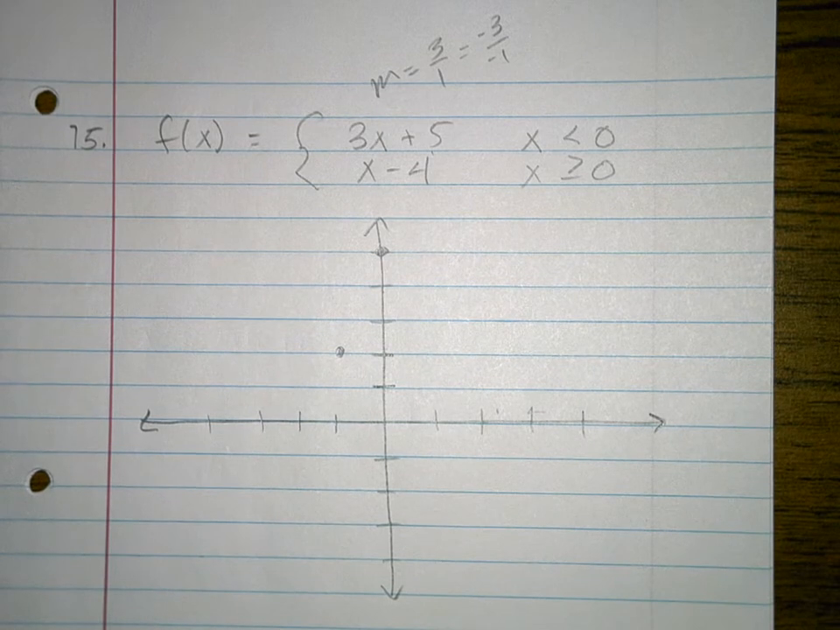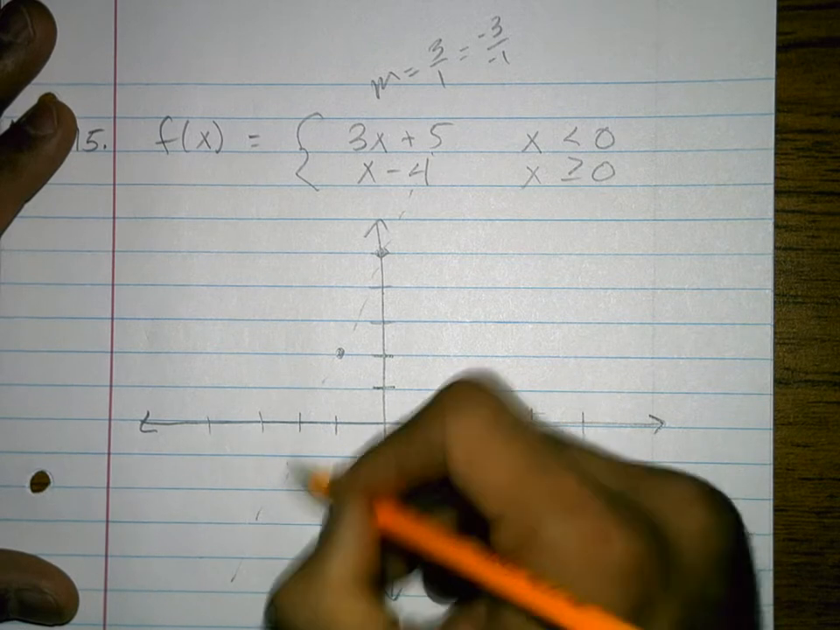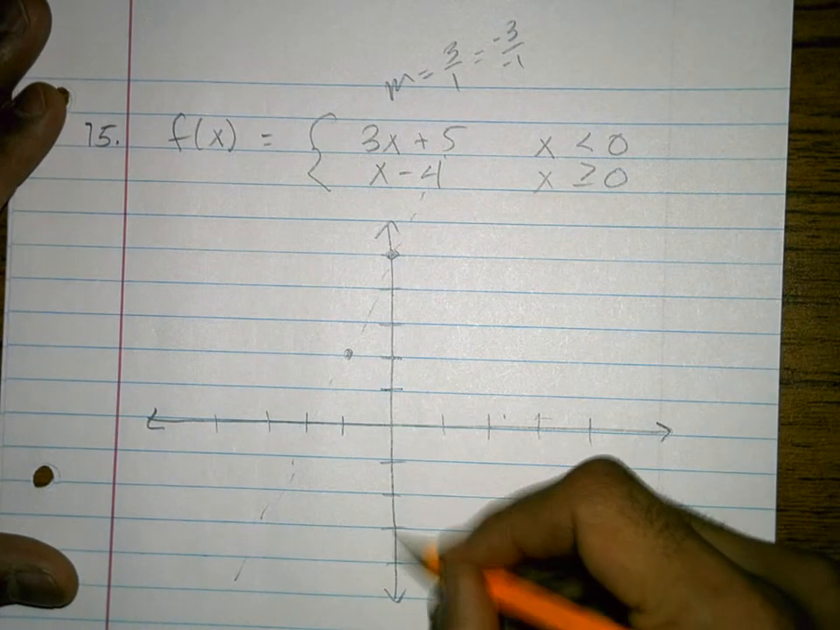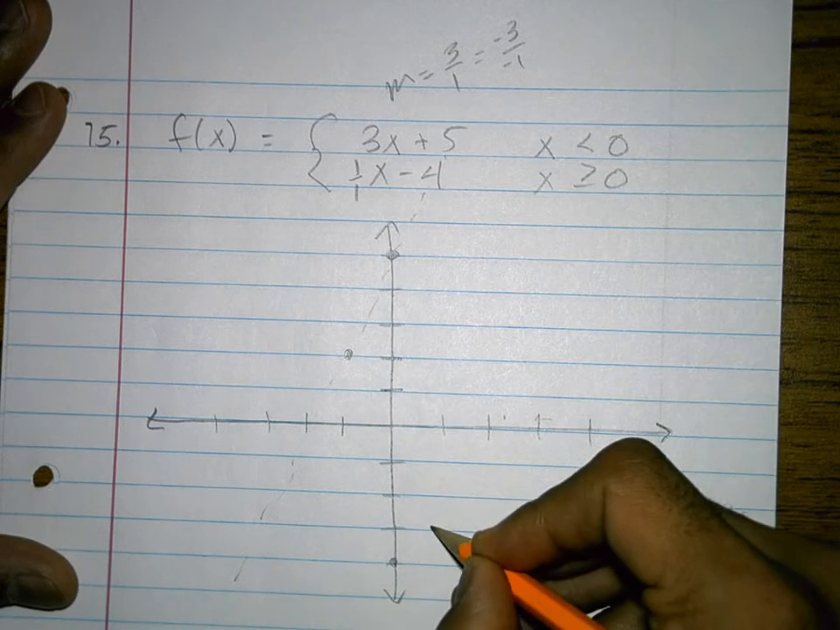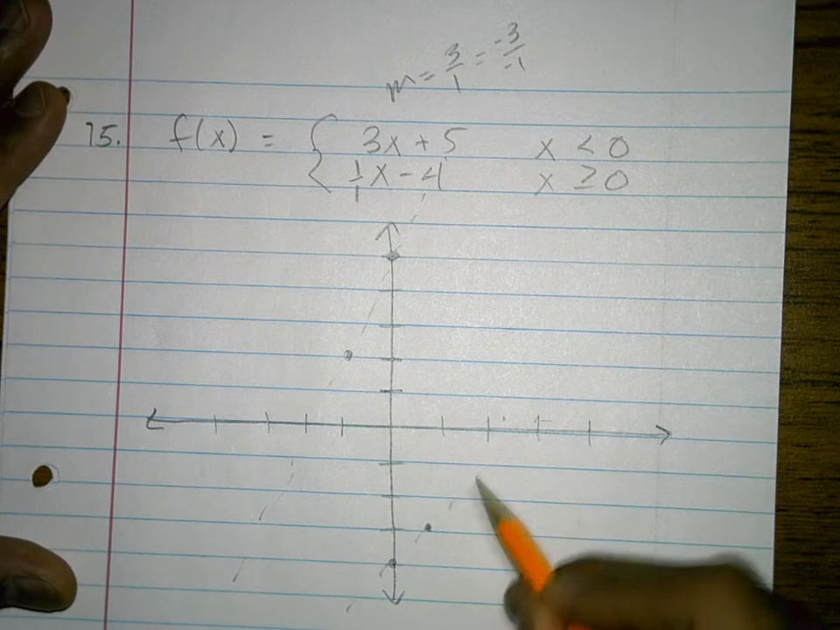And so I'm just going to kind of dot that in for now, because I haven't worried about the domain stuff yet. And then my other one is -4, 1, 2, 3, 4. And then the slope is 1/1, so that's up 1/1. So that's about right here. And then I'm going to dot that line in.